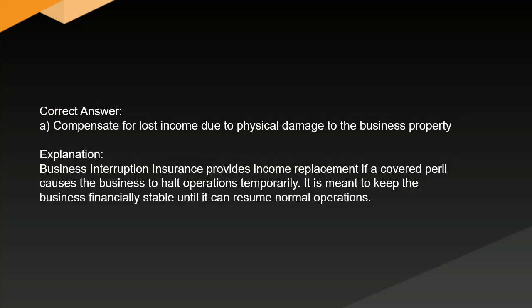Correct answer. A. Compensate for lost income due to physical damage to the business property. Explanation. Business interruption insurance provides income replacement if a covered peril causes the business to halt operations temporarily. It is meant to keep the business financially stable until it can resume normal operations.